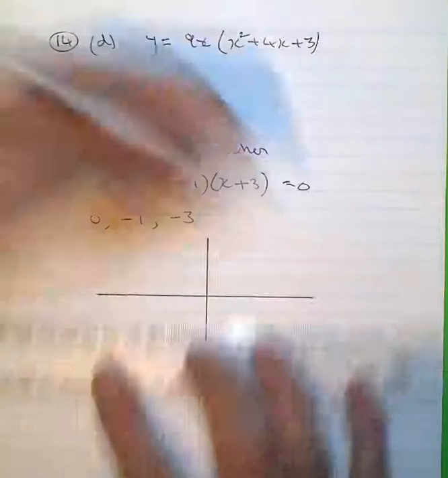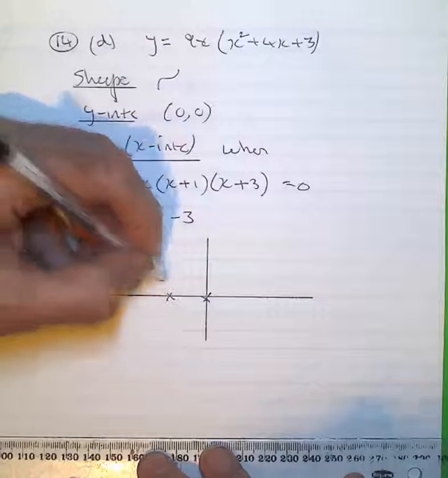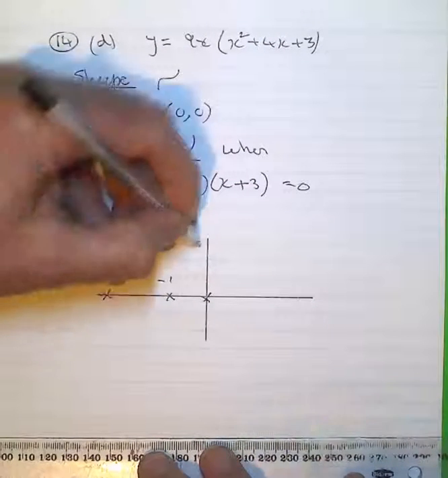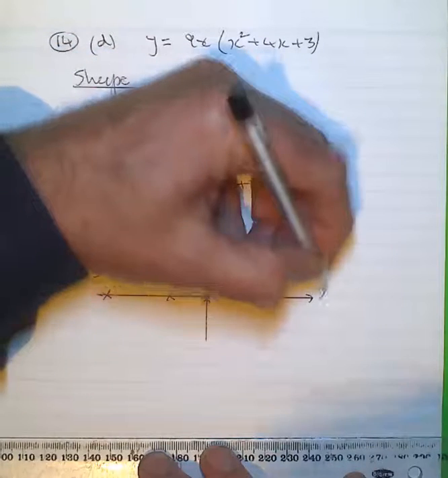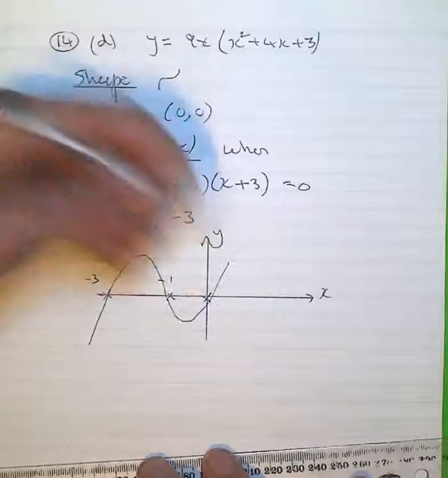3 zeros, 3 cuts. We don't, of course, have to find the turning point in this instance. Like so.